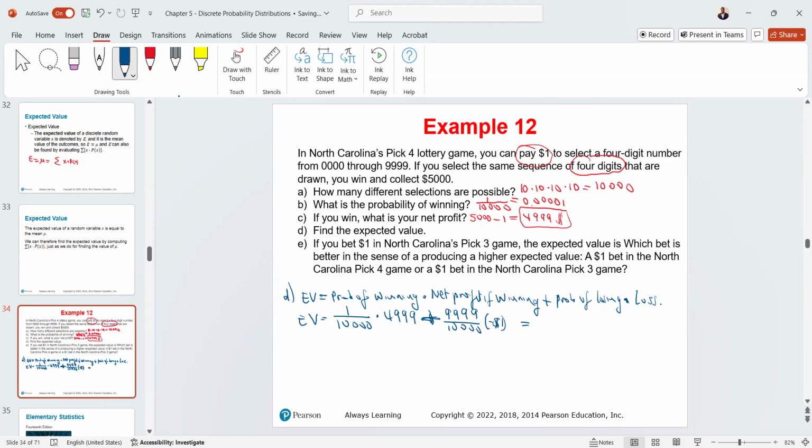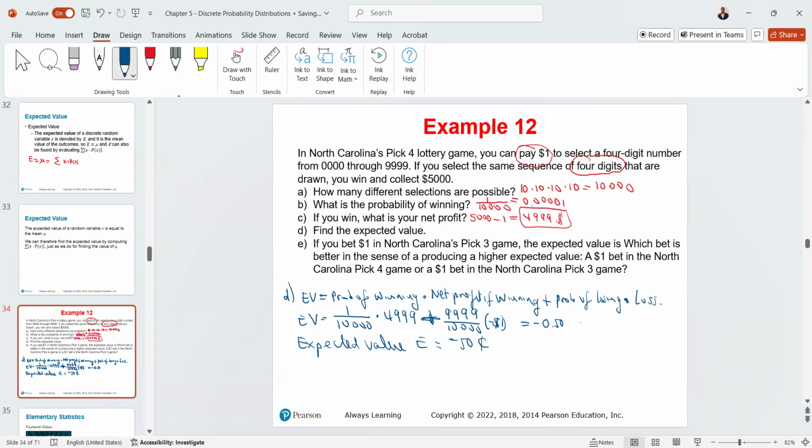So when you do this computation, the answer would be negative 0.50. So what it says is, if you play that way, you're going to lose 50 cents. So the expected value is equal to negative 50 cents. You're going to lose 50 cents.